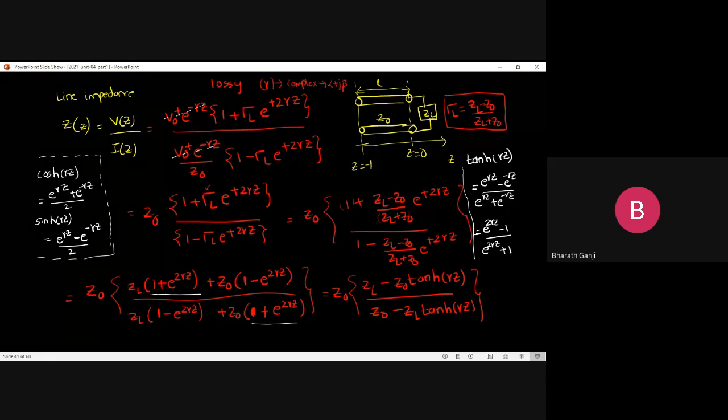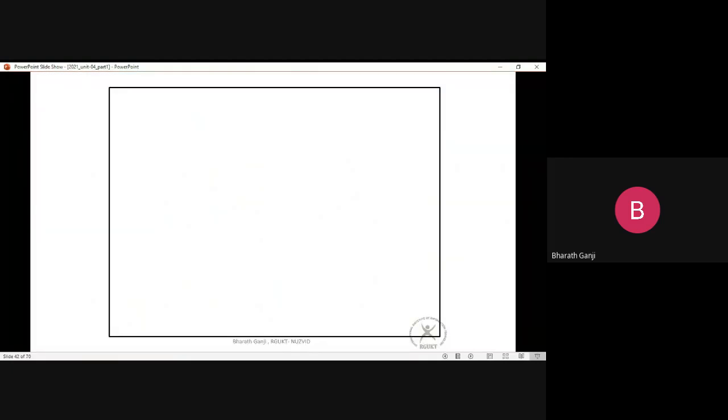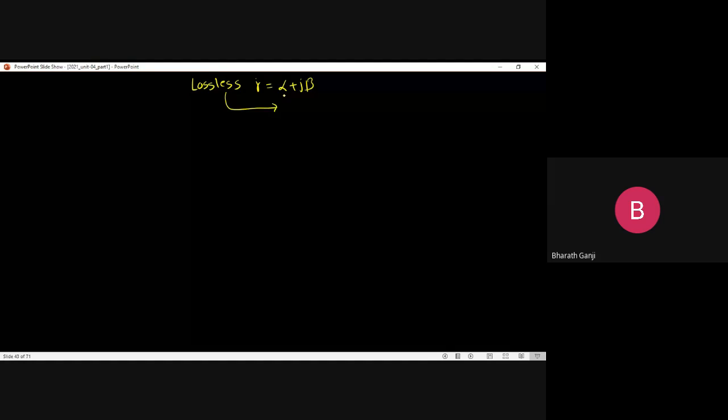So let us go back here and derive the same line impedance for a lossless scenario. Now it is lossless. If it is lossless, what do we substitute for gamma? Gamma is usually alpha plus j beta, but because it is lossless, alpha should be equal to zero, so gamma is nothing but j times beta.